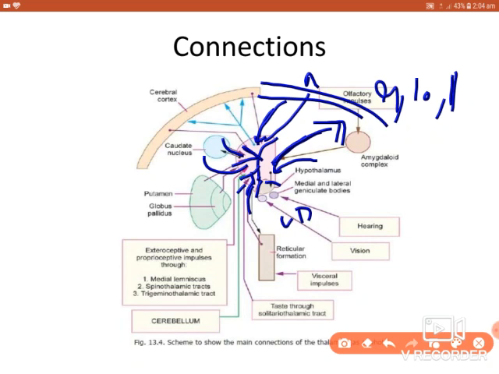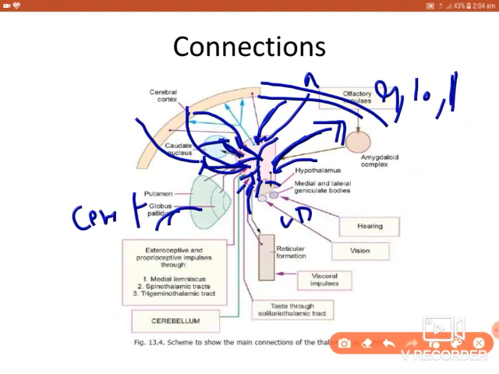Then coming to the ventral anterior and ventral intermediate nuclei, both of these receive information from the basal ganglia and the cerebellum. These two nuclei send outputs to the motor and premotor areas of the cerebral cortex. The motor area is area 4, and the premotor area is area number 6.